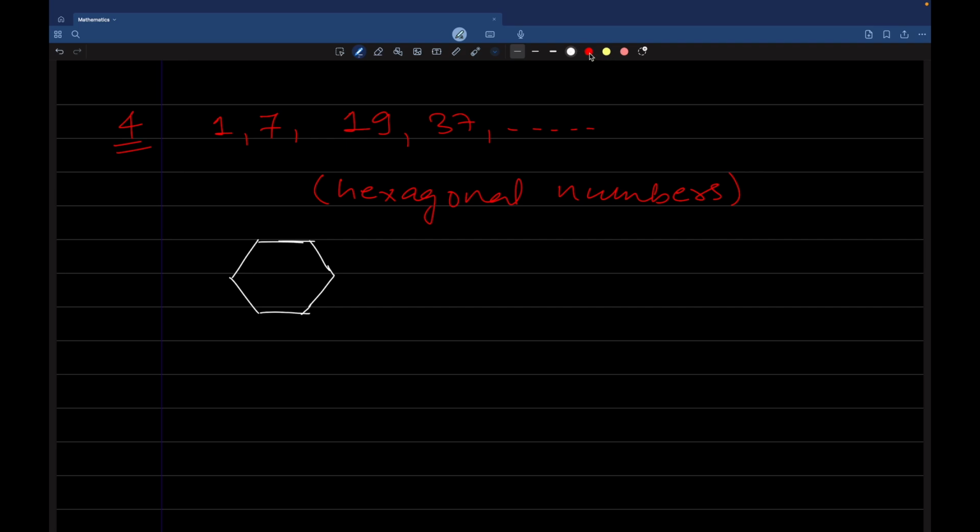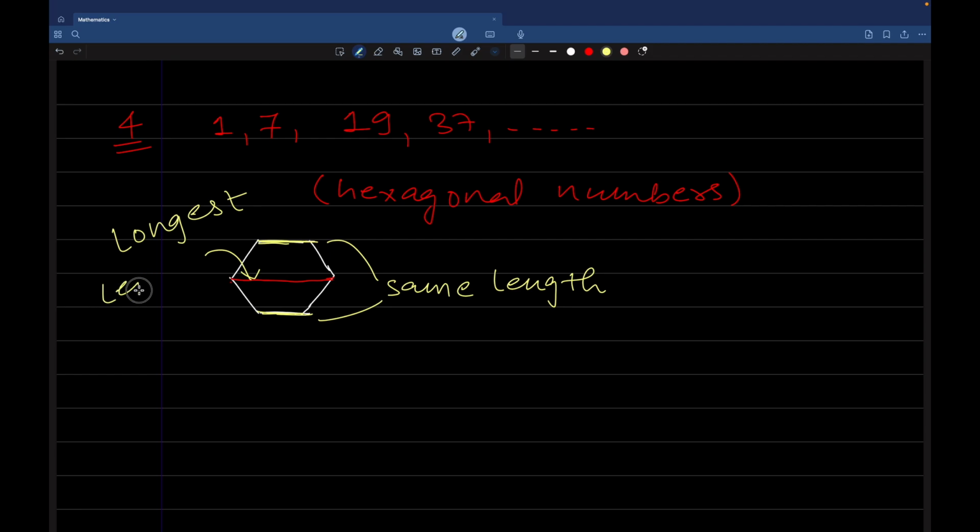If we see, the hexagon has its longest length in the midline, and above and below are mirror reflections. That is, above and below the lengths are the same. That means this length and this length are the same, and this is the longest length.